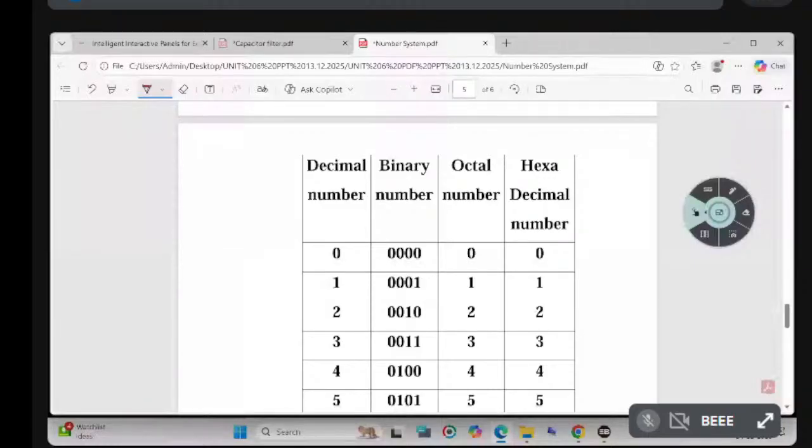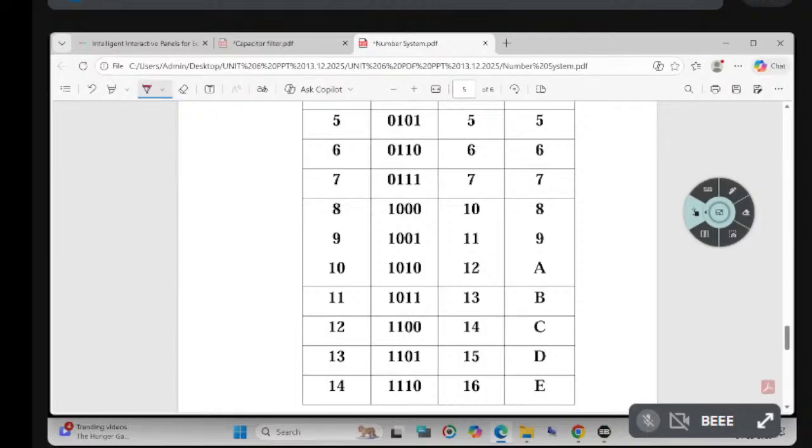Decimal 10. Hexa 11, 12, 13 should be understood by hexa, 14. Suppose you write 14 in octa, what is the answer? 16 is the answer. 14 should be written in octa. What is the answer? 16. 14 should be written in hexa. E.